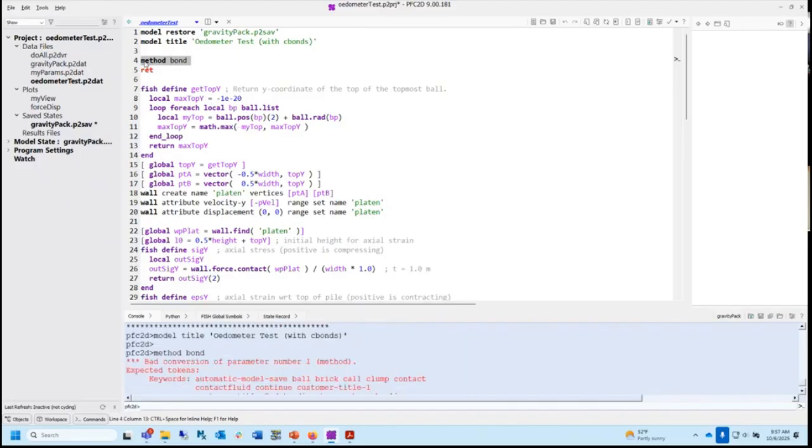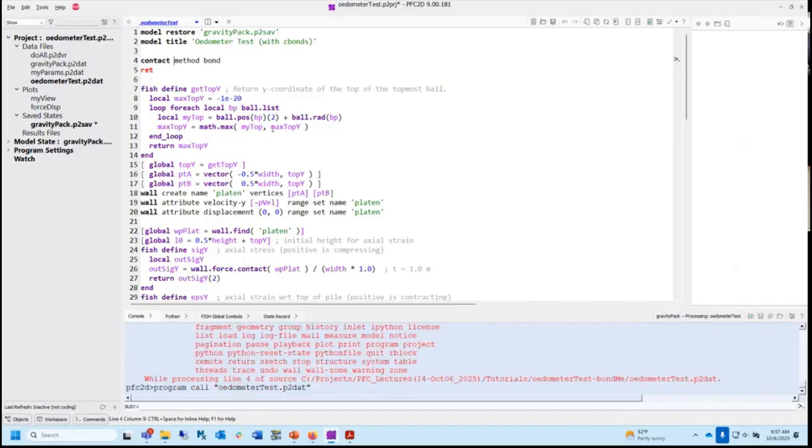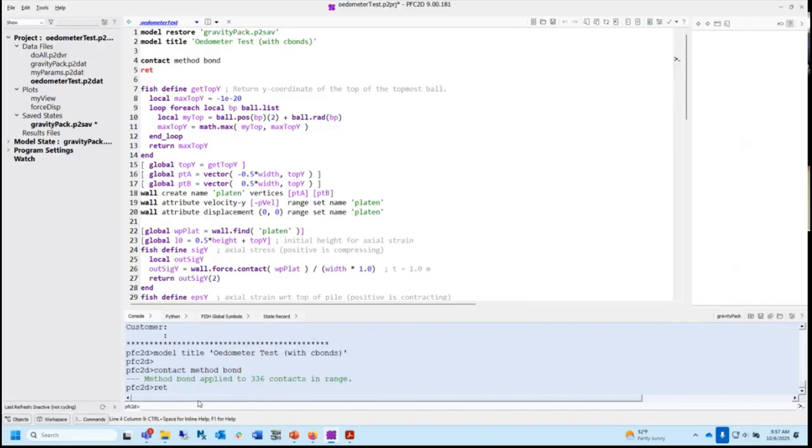Oh, the command is actually a contact command: contact method bond. Boom. Look at that. There's a method called bond, and it got applied to 336 contacts. I could have given a range here and said only apply this to a subset. So let's look at what it did.